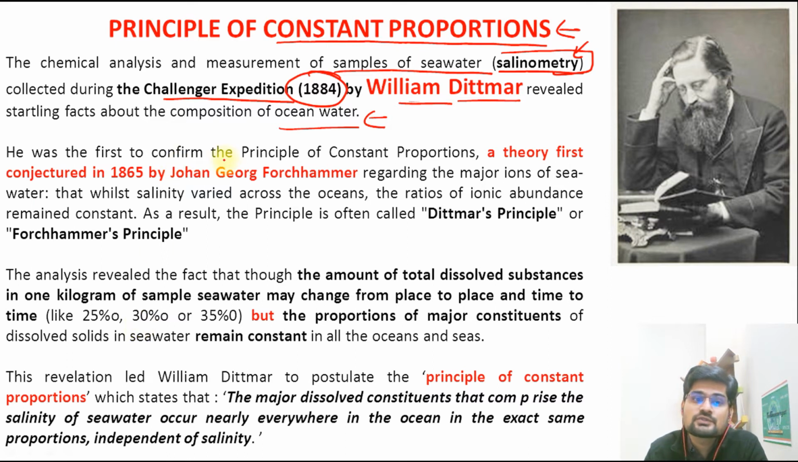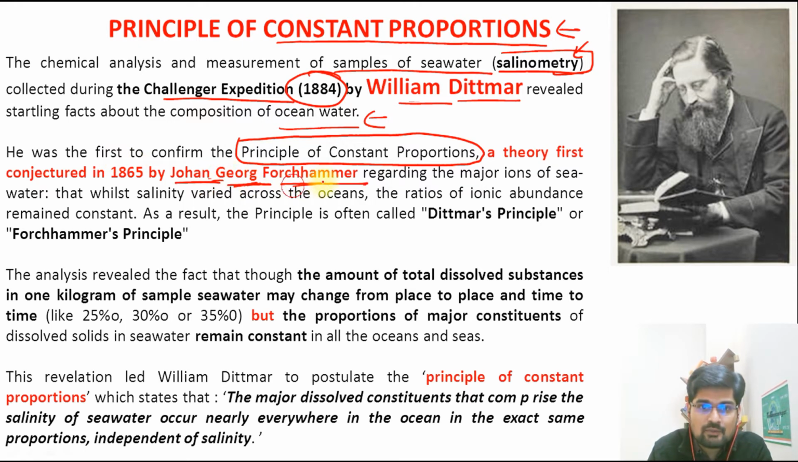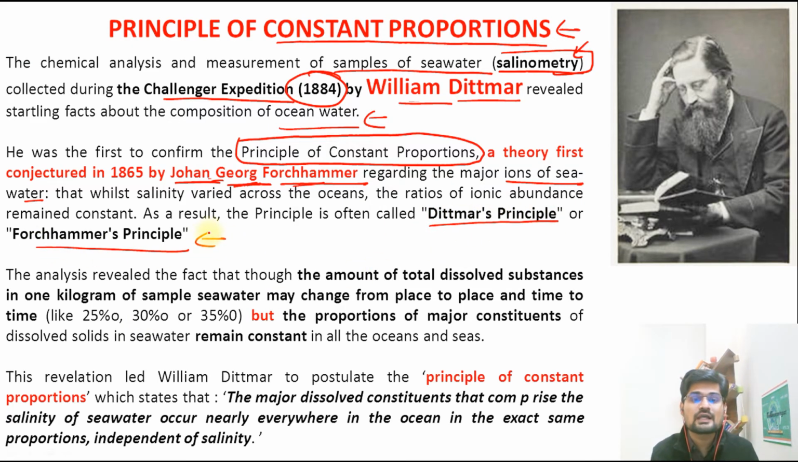He was the first person who confirmed this principle of constant proportion, which was actually earlier given by Johann Georg Forchhammer regarding the major ions of seawater. So it was confirmed by William Dittmar after 20 years, right? And that is where this is called Dittmar's principle or Forchhammer's principle. And this is talking about the composition of ocean water, right?